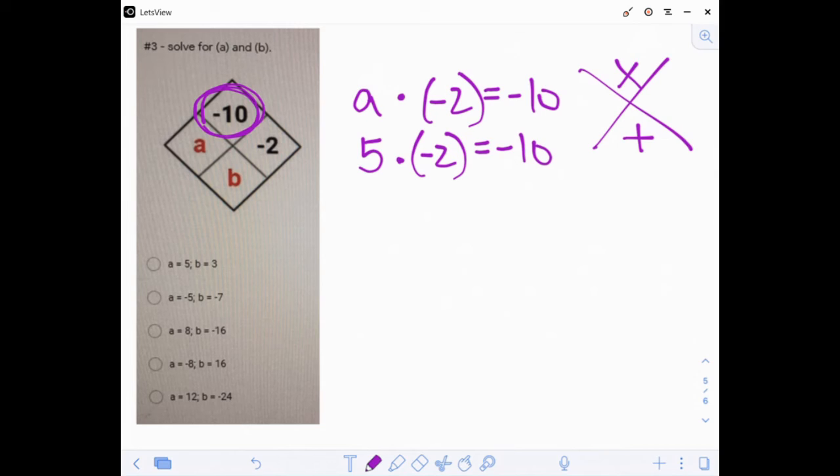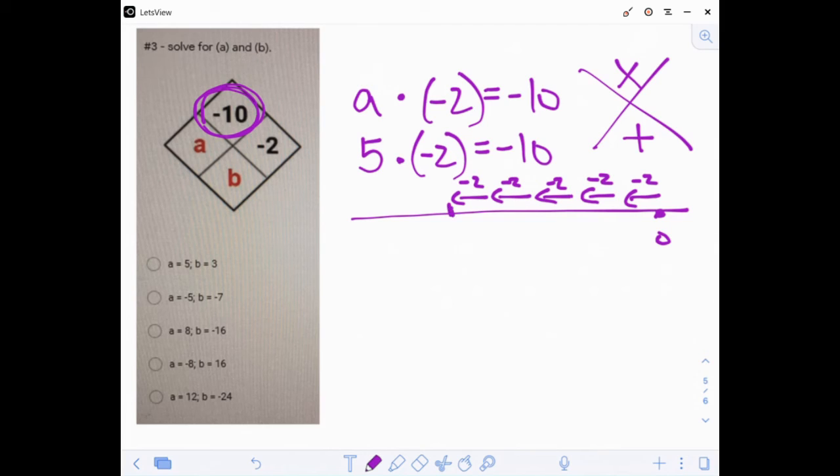If I want to represent that with Cecil, if you want to visualize, well, 5 times -2 is -10, we could say Cecil starts here at 0, and he takes 5 steps of -2. He ends up right here, which is -10, right? This is 5 groups of -2. -2 goes to the left. 1, 2, 3, 4, 5 steps of -2, that's -10. So we know that A has got to be 5.